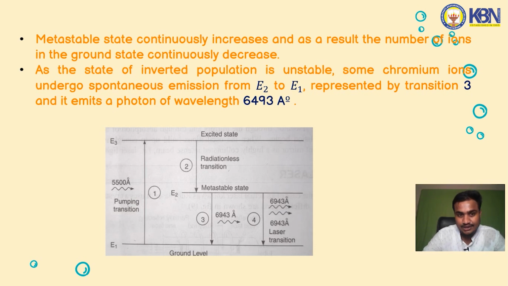As the state of inverted population is unstable, the chromium ions come to the ground state after completing their lifetime by emitting a photon having 6943 Angstroms of wavelength without any external influence. This transition is represented by transition 3, and it is termed spontaneous emission. It happens without any external influence.